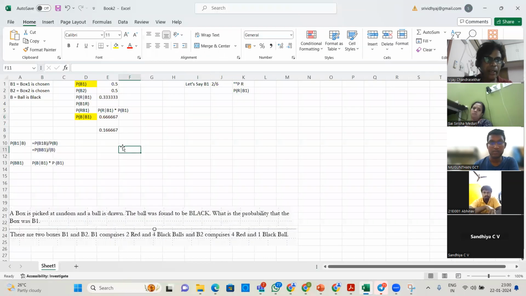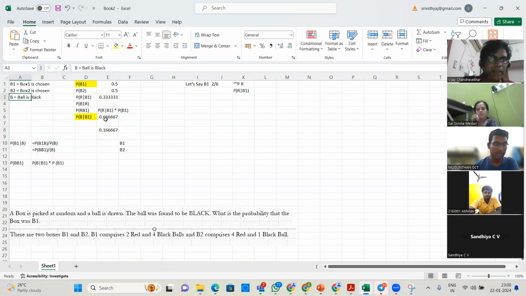Now the question is, what is that A in this context? Can't we say it is the events B1 and B2? If you sum these two together, that's the sample set itself. Why? Because either you could have chosen box B1 or you could have chosen box B2. There's nothing else you could have done. Now, are B1 and B2 mutually exclusive? Yes.